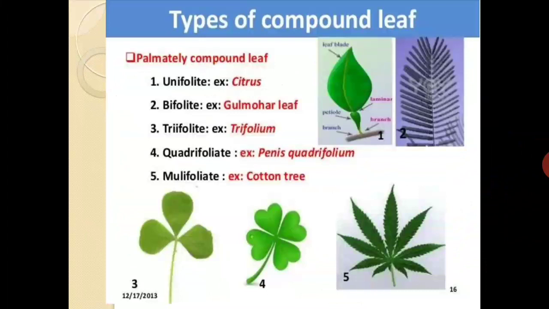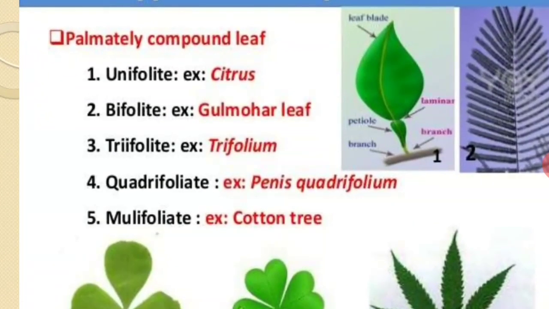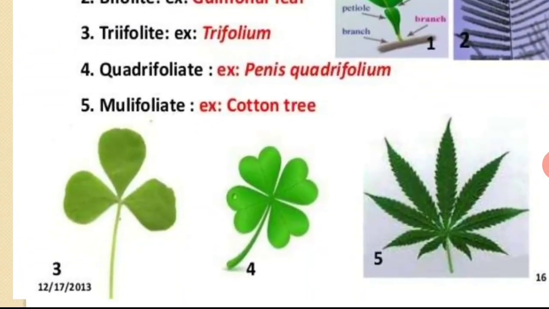Now compound leaf. In dicot plants, the leaves are compound leaves. So what are the types of compound leaf? One is the palmately compound leaf, a palm-like structure. Unifoliate-like structure in the citrus plants. Bifoliate, gulmohar leaf. Trifoliate, trifolium. You can see here.